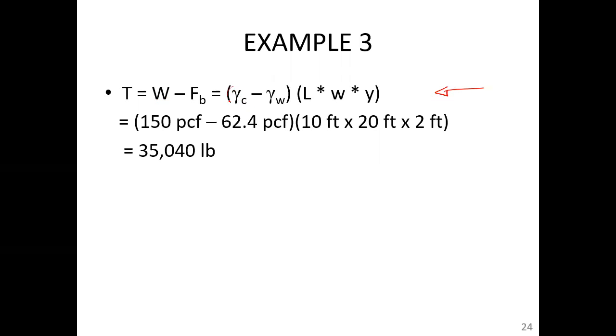And again, I just did this algebraically. The weight is the specific weight of the concrete times the volume of the concrete. And because it's submerged, the buoyant force is the specific weight of the fluid times that same volume because it's fully submerged. So that would be the tension in the cable.